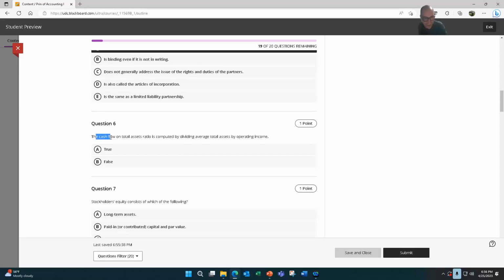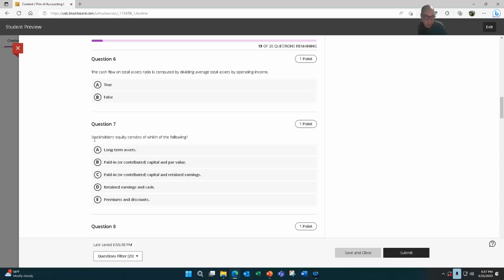Question 6. Cash flow on total assets ratio is computed by dividing average total assets by operating income. I think we just talked about this. Okay, this is also a definition question. Question 6 comes from chapter 15, or this statement of cash flows chapter, whichever one we just did.